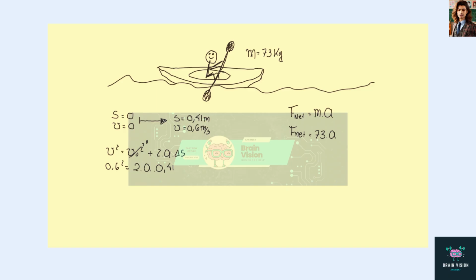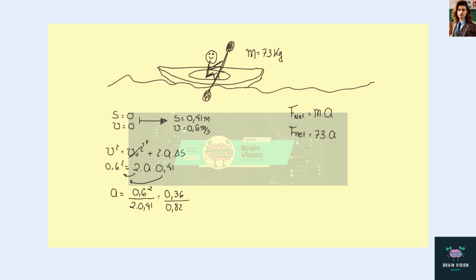Then we can solve for the acceleration by sending this term and this term to the other side, dividing. So we have that the acceleration is equal to 0.6 squared divided by 2 times 0.41. And this is equal to 0.36 divided by 0.82.